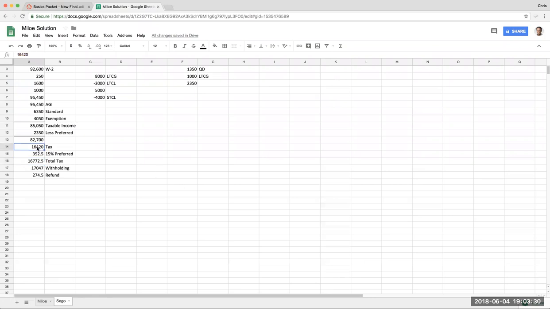I've taken the 1640, which is the regular tax, the 16420, and then I've calculated the tax on the qualified dividends and the long-term capital gains, and then I've added them back together. Then there's the withholding, and then that gets you to the refund. So I wanted to at least talk you through what that Schedule D worksheet is trying to do for you.